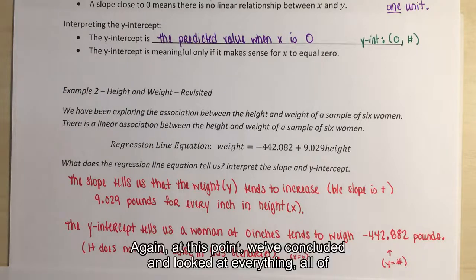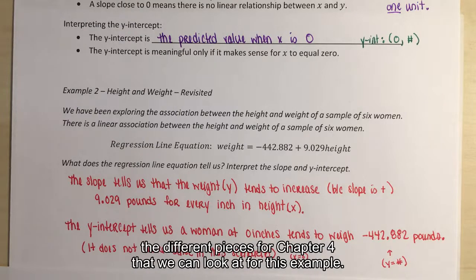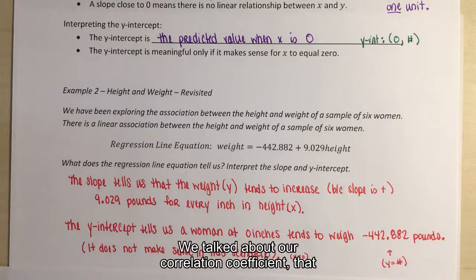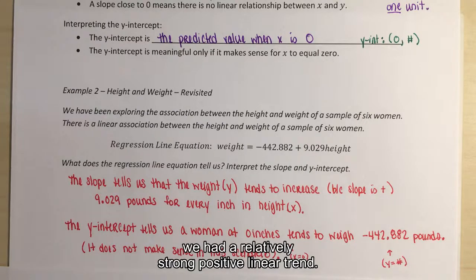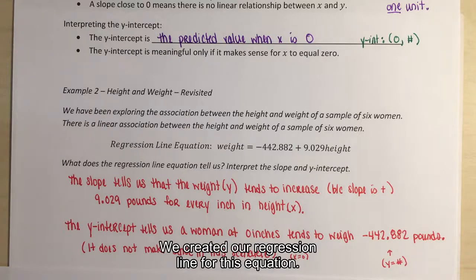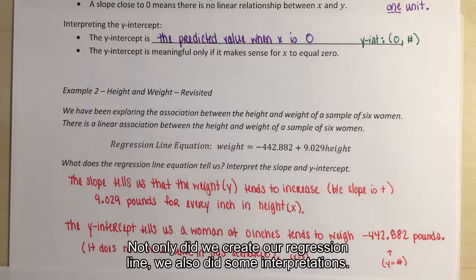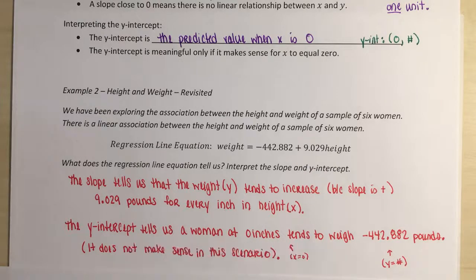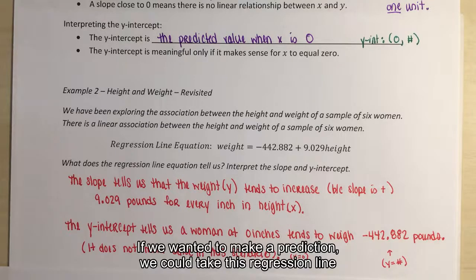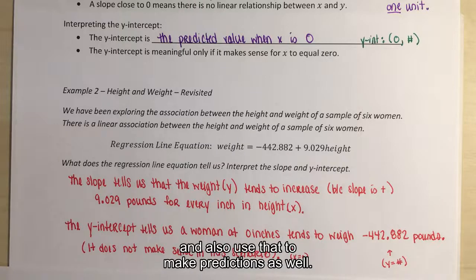So again, at this point we've concluded and looked at all of the different pieces for chapter 4 that we can look at for this example. We created a scatter plot for this example. We talked about our correlation coefficient, that we had a relatively strong positive linear trend. We created our regression line for this equation, and not only did we create our regression line, we also did some interpretations. The only thing we left out was making a prediction. But if we wanted to make a prediction, we could take this regression line and use that to make predictions as well.